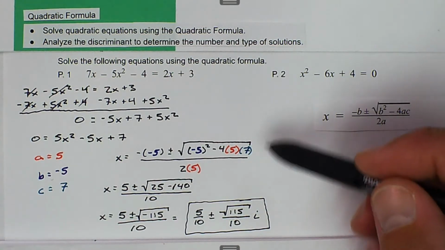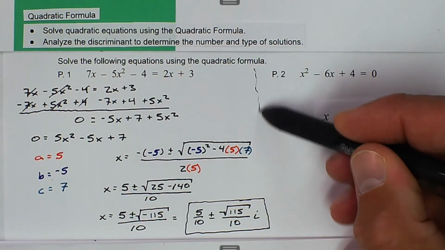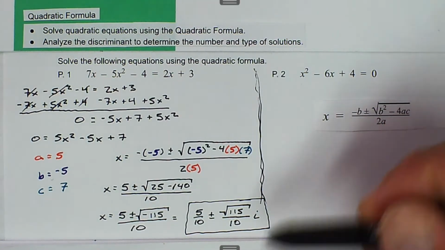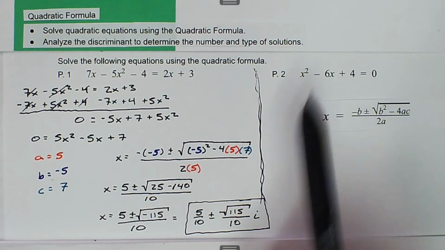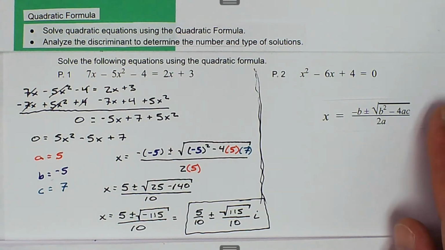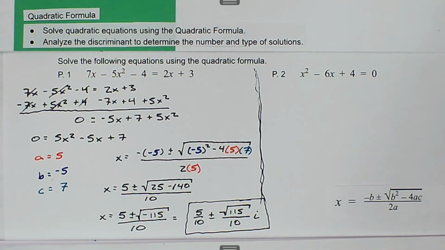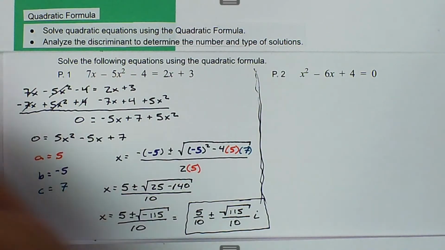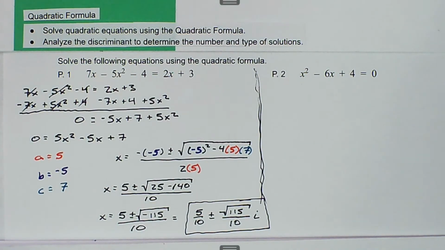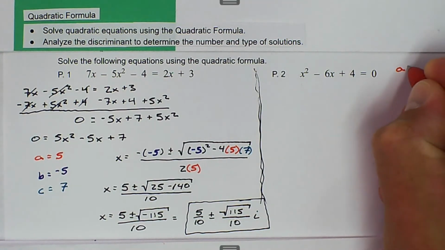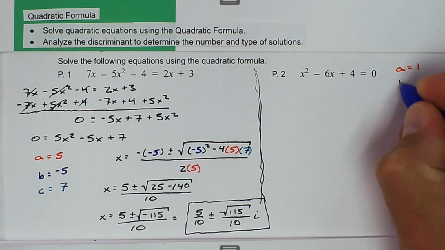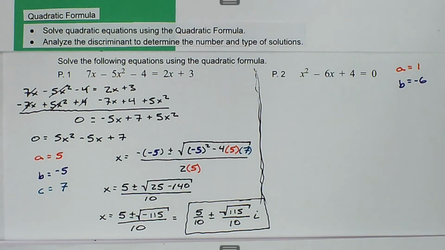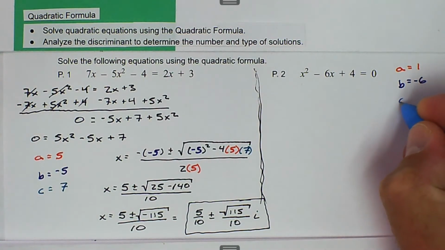And we can take a look at the next one, which is already set up for us. We don't have to, like this one, we had to get 0 on one side. This one, 0 is already set, so we don't have to do anything there. So we can actually just go right into solving that, after we identify A, B, and C. So our A value is 1. Our B value is -6. And our C value is 4.